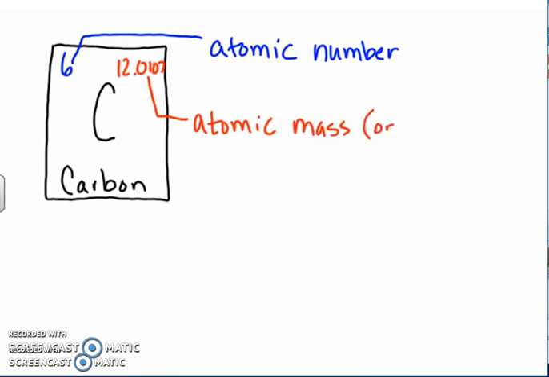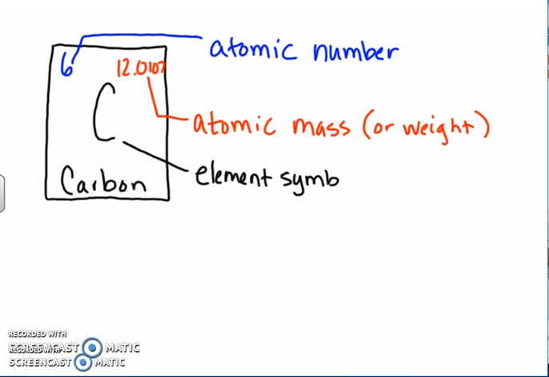Okay, and the atomic mass can also be called the atomic weight. Okay, and then what are the last two things on that square there? We've got the symbol for the element, and we've got also the element name.